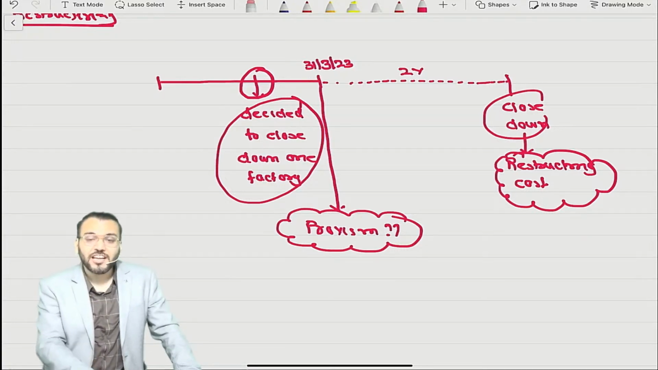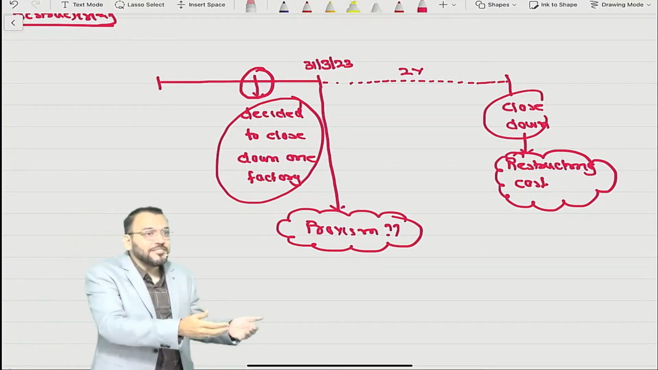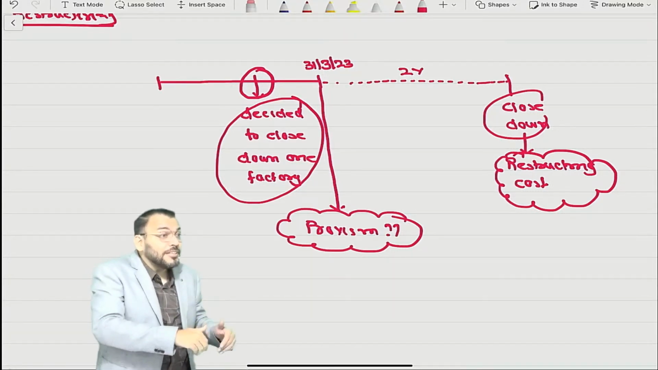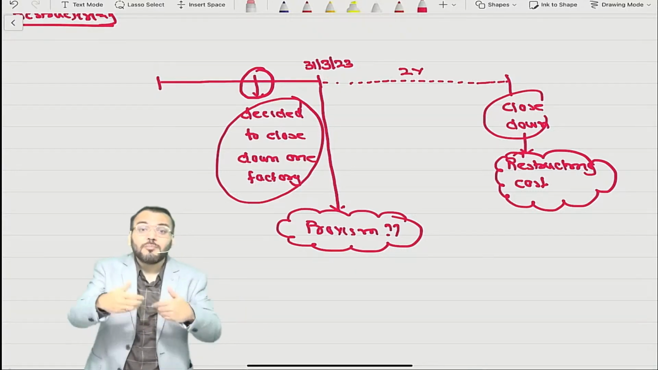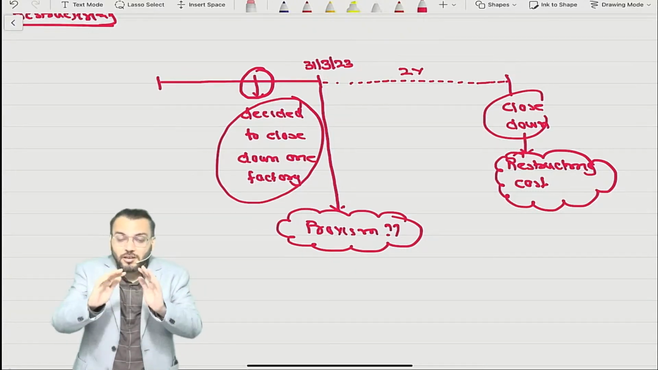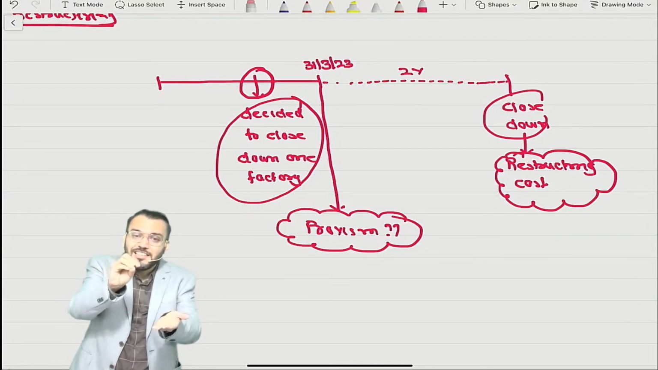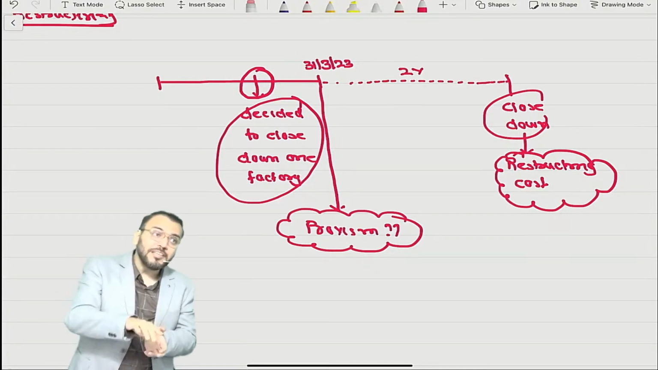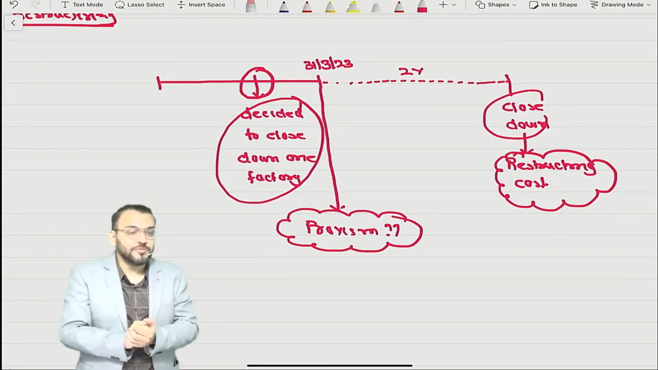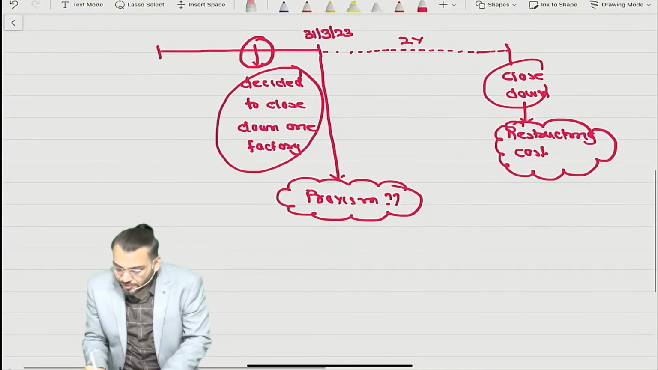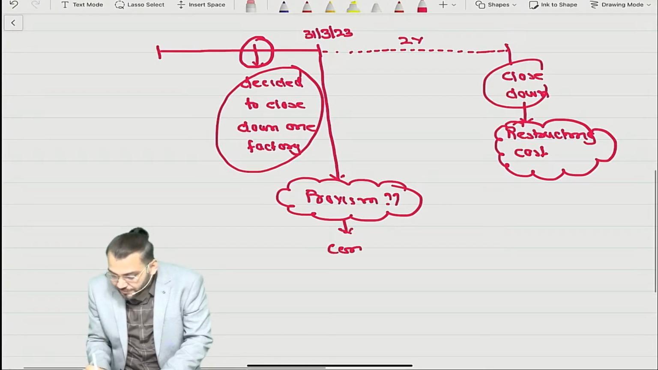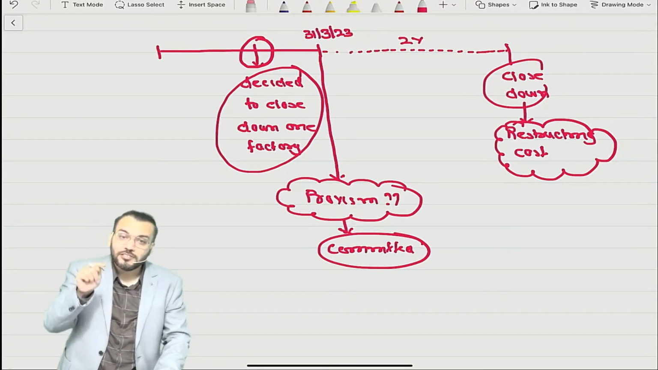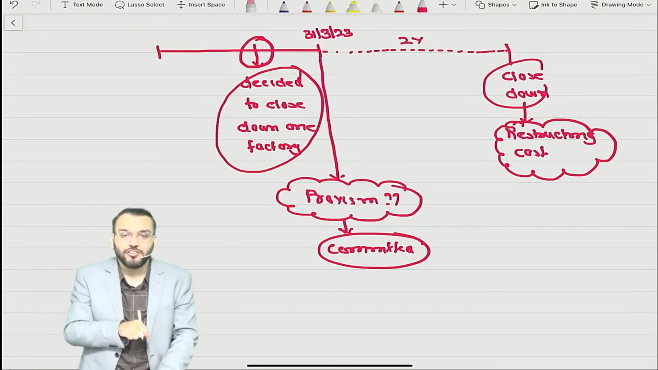Now for the future, just try to understand. I have decided, but it is not right now. I am not committed for that. So once I become committed, only then will I make some announcement. So what Ind AS 37 says is that if there is a commitment, then yes, we should create a provision. On 31st March, if the management is committed to this closure, then we should create a provision for restructuring cost.